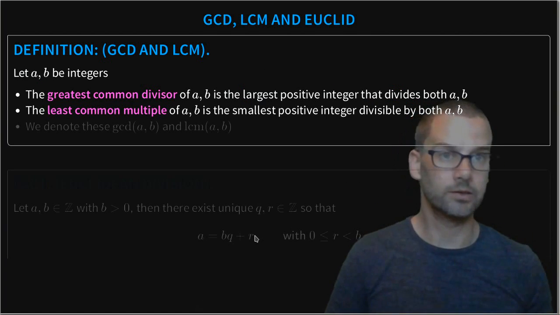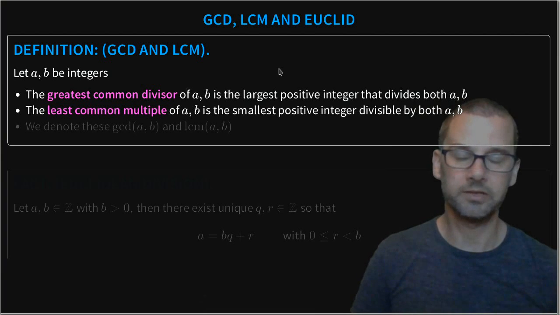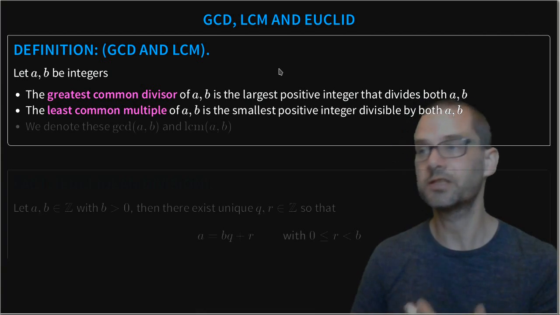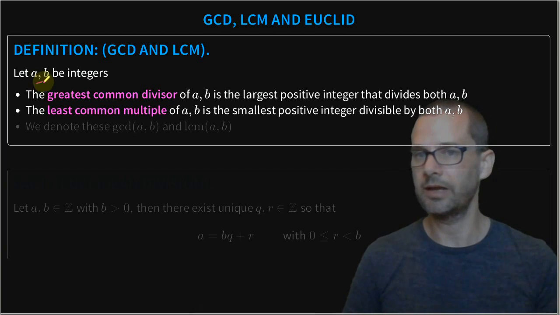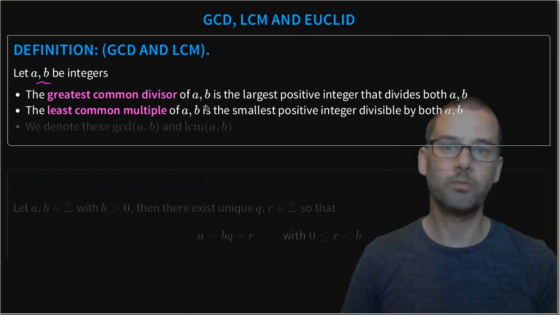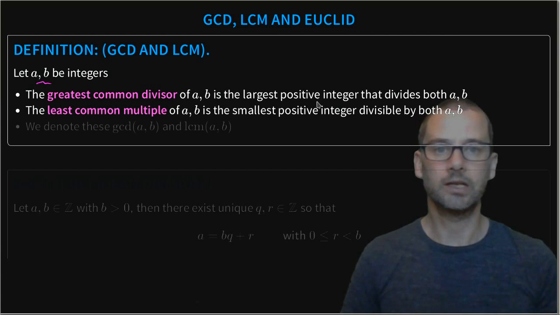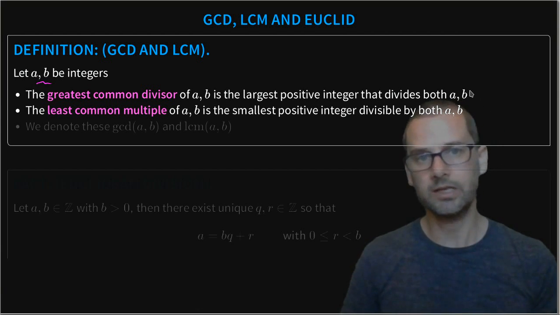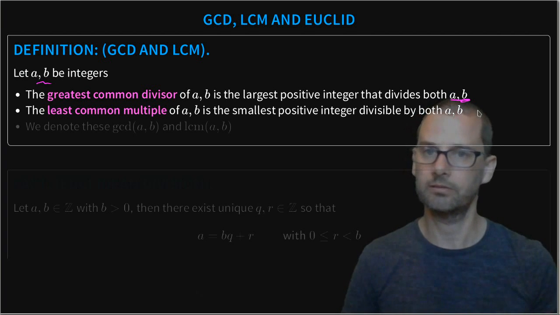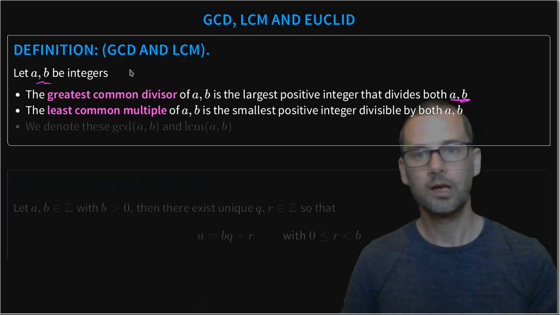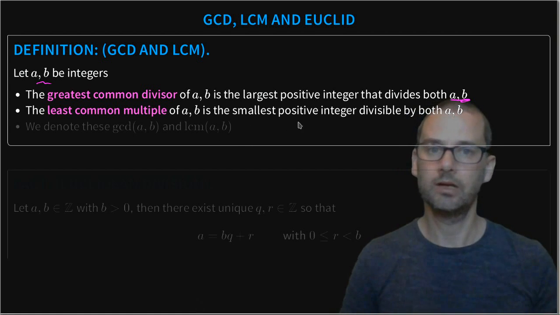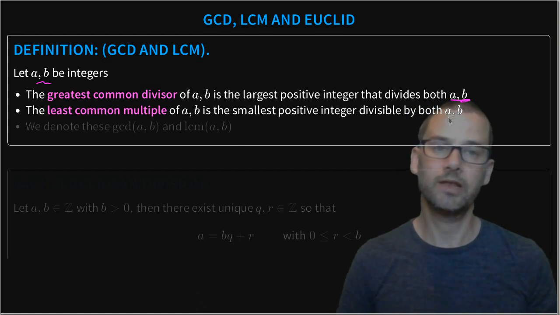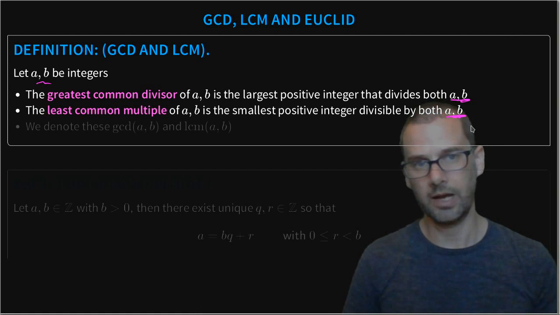A little bit more, all on the topic of divisibility, because this is what we're going to use to get used to the idea of proving things. If we take two integers a and b, the greatest common divisor of a and b is the largest positive integer that divides both a and b. So the biggest integer that divides both a and b. On the other hand, the least common multiple of a and b is the smallest positive integer that is divisible by both a and b.